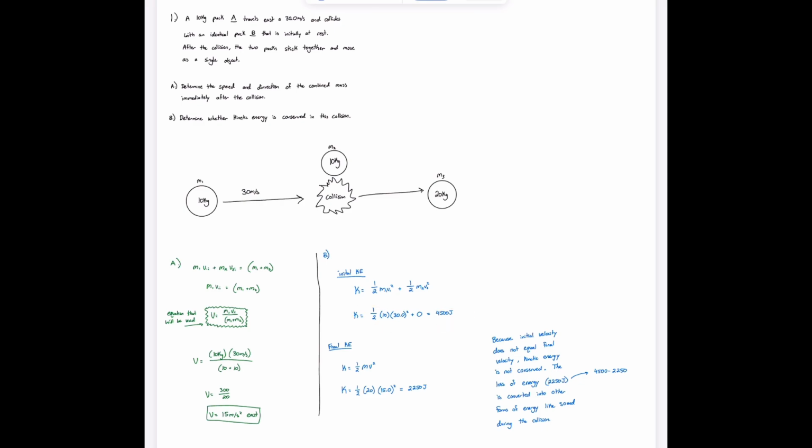After the collision, the combined objects move at 15 meters per second. So now I do 1/2 times the new mass, 20, times 15 squared. That gives me 2,250 joules, which is seen here.